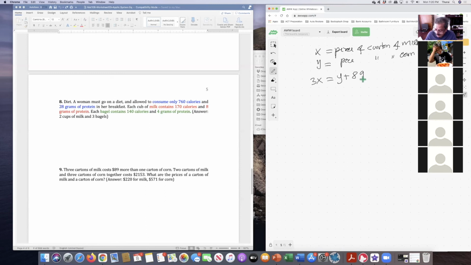So the 3 cartons of milk has this cost. 1 carton of corn has y cost. So this is 89 more than 1 carton of corn, which means this is equal to 89 more than y. 89 more than y is 89 plus y. So that's how you translate that. That's one equation. And the second one is 2 cartons of milk and 3 cartons of corn together cost you $21.53. Total cost of 2 cartons of milk and 3 cartons of corn is $21.53.